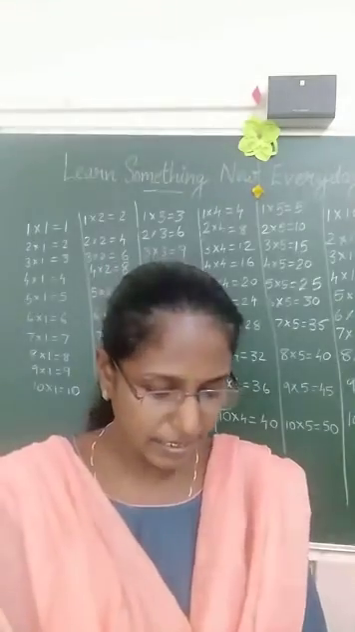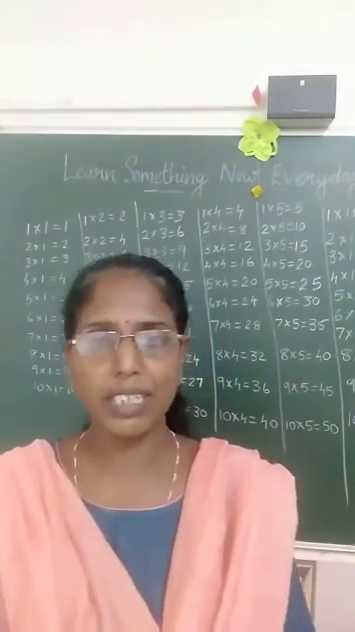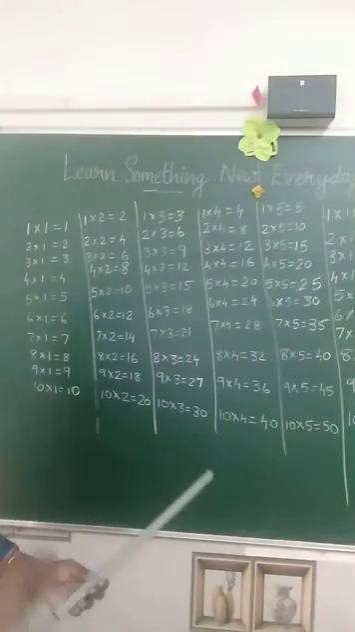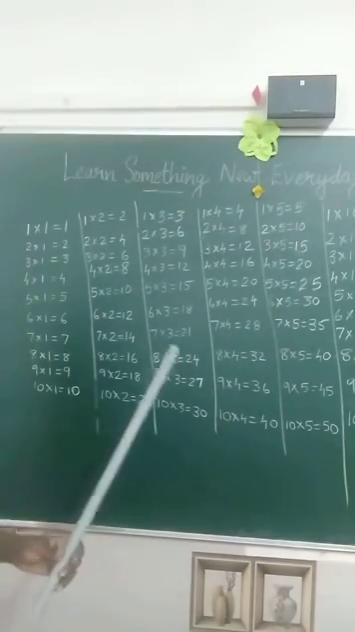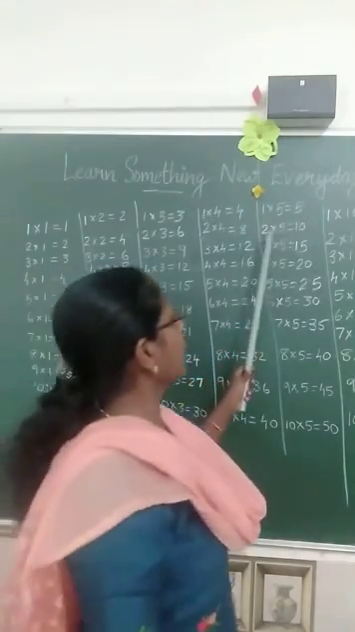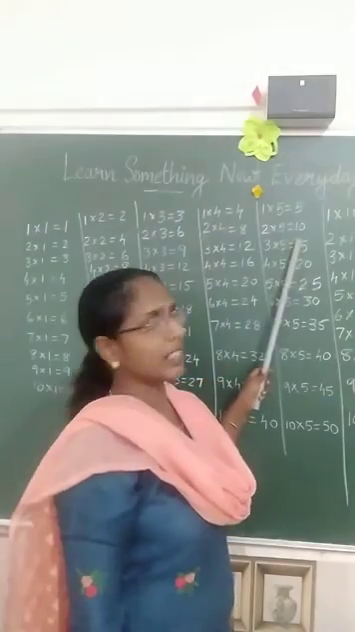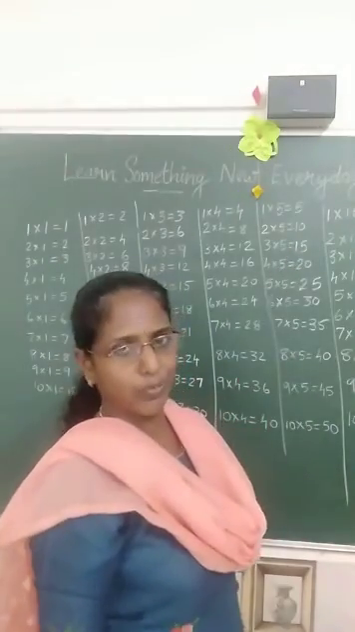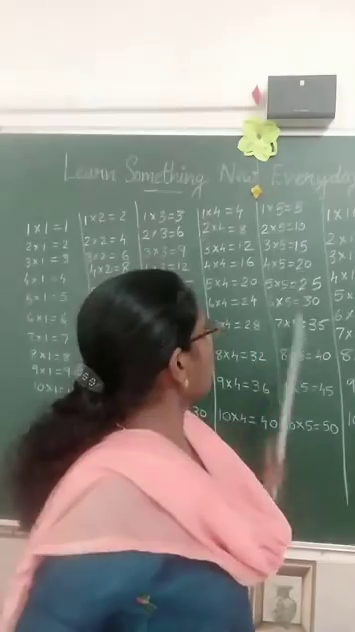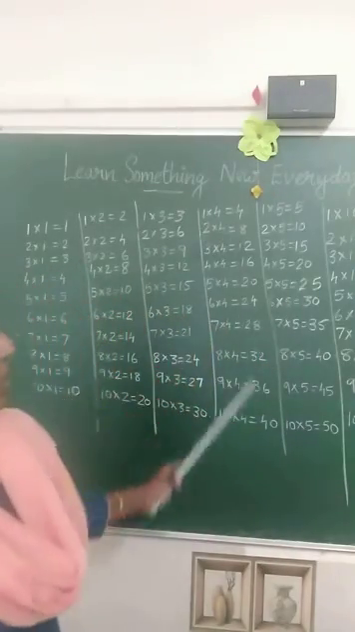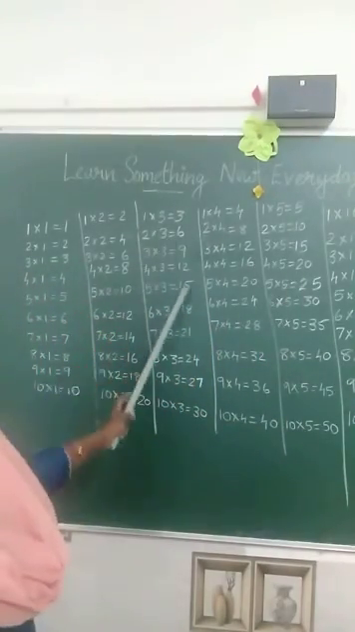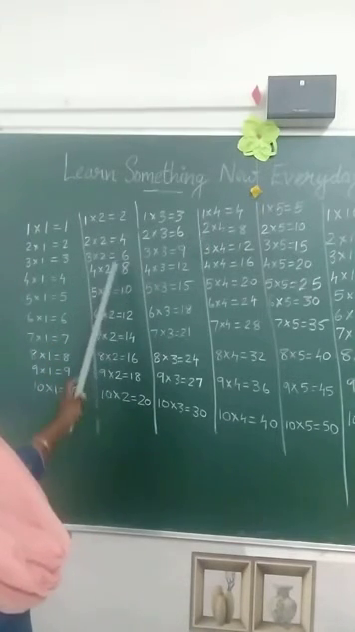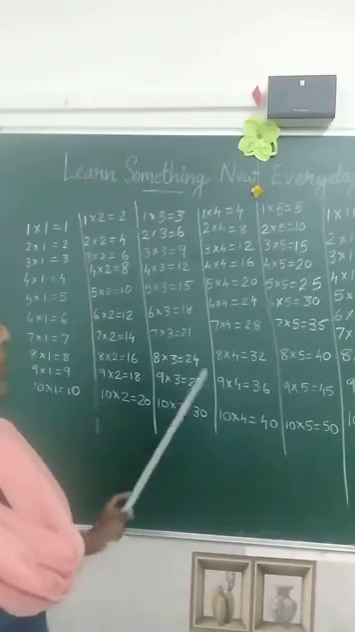Okay. Next let us do 5's table. I have written 5's table on the board and see, 1 times 5, that is 1 5 is 5, 2 5s are 10, 3 5s are 15. That's skip counting of 5. Skip counting of 5. This is skip counting of 4. This is skip counting of 3. This is skip counting of 2. 2's table, skip counting of 2.